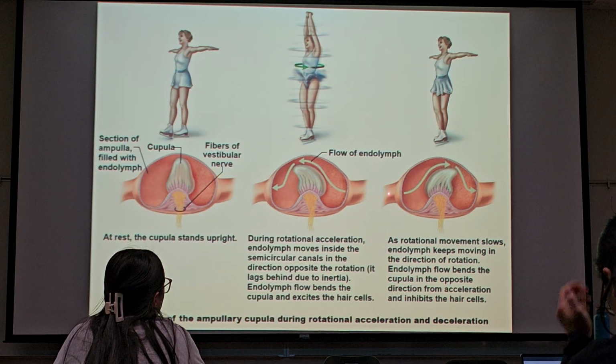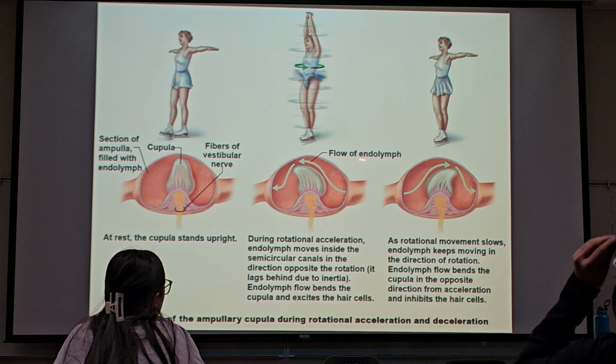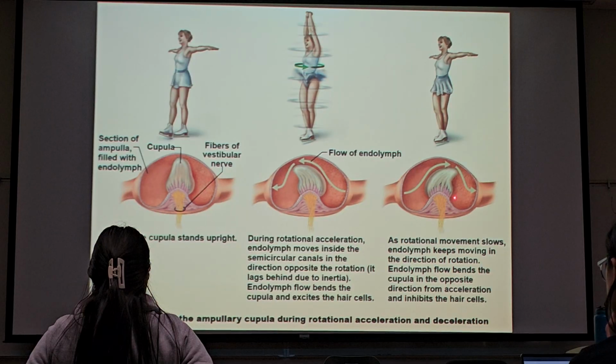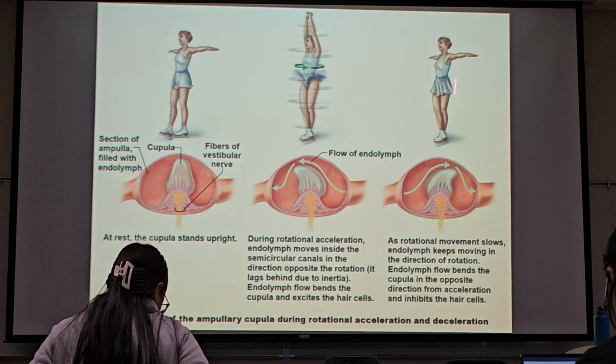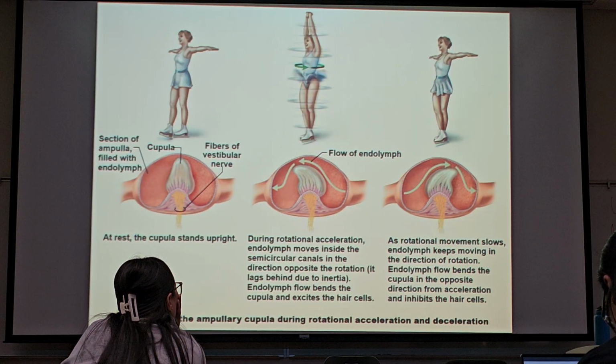But then, eventually, the endolymph will start to move with you. Okay, so it'll start to spin with you. But then, as you slow down, that endolymph is still moving, and so the cupula still is getting bent again. And when you stop abruptly, it's still moving and you feel dizzy.